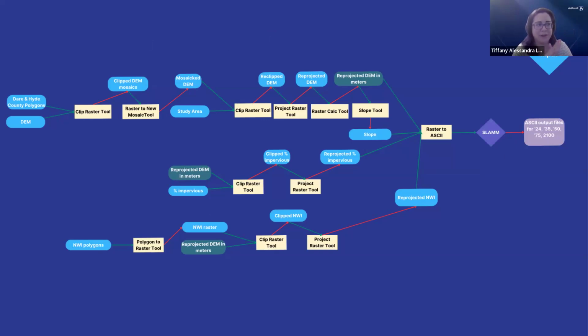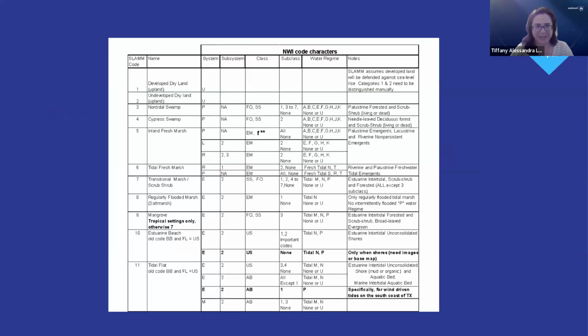Probably the hardest part of this data preparation phase was the conversion of the National Wetlands Inventory data, which I'll refer to as NWI, into SLAM categories. It was quite an adventure. This is a partial screenshot of the NWI polygon conversion to SLAM categories.